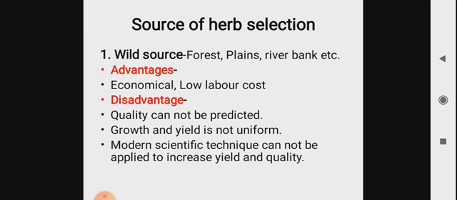Growth and yield is not uniform. Not ensure their growth and yield uniformly, year to year. Modern scientific techniques or methods cannot be applied to increase the yield and quality. So these are disadvantages or limitations when we collect plant material or the herbs from their wild source.